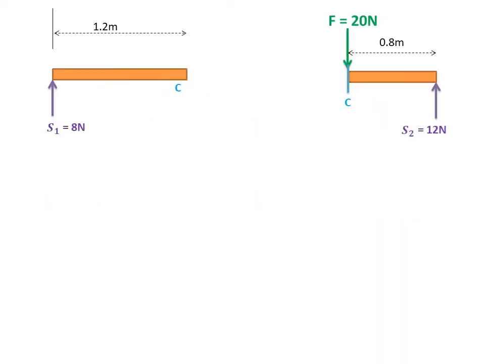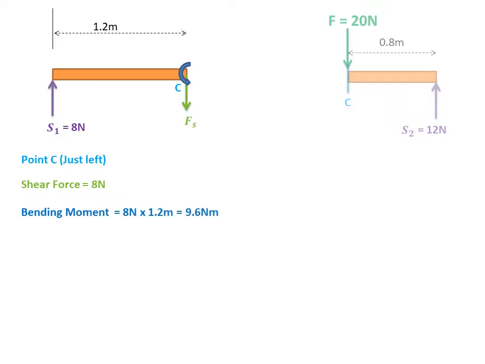For point C, the steps are slightly different. First, consider the location just to the left of point C. That is, the load at C is not included. To ensure the left part is in equilibrium, the shear force should be 8 Newton. By taking moment about C, the bending moment will be 9.6 Newton-meter.